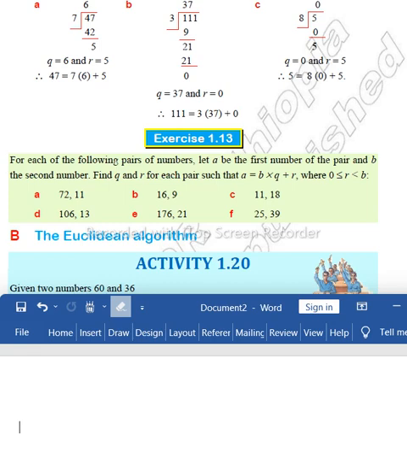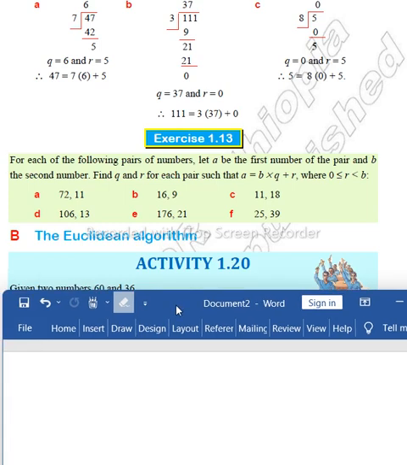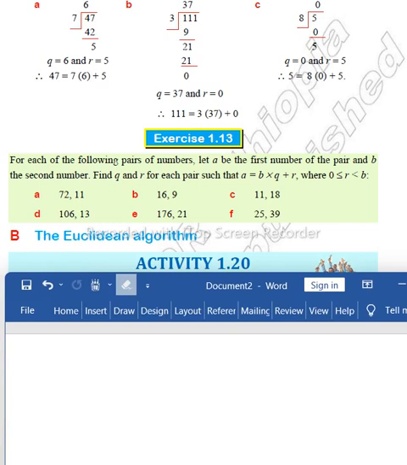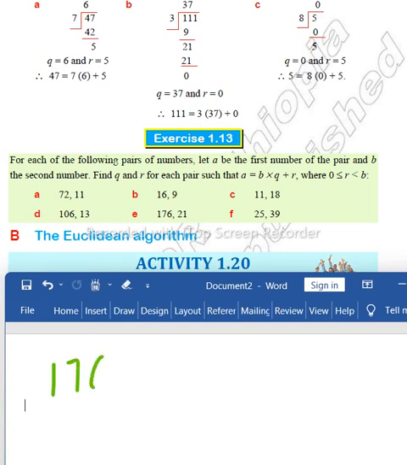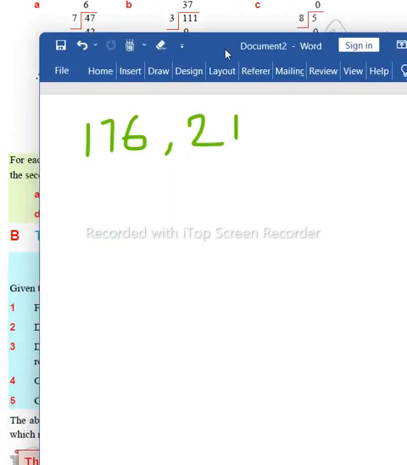D and E are the same. Let us do E. E says that we have a given number, 176, 21. So this is the given number. Here A is 176 and B is 21.